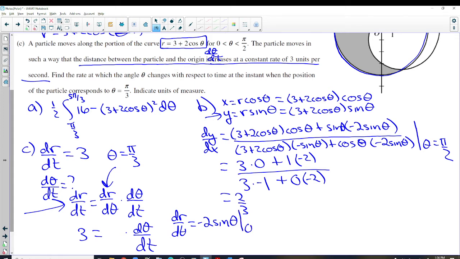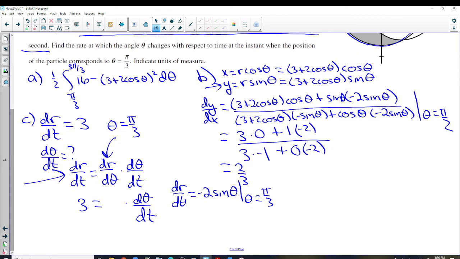Evaluated when theta is equal to pi over 3. Negative 2 square root of 3 over 2, so negative square root of 3. Negative square root of 3, there we go. So this ends up being negative square root of 3. So d theta dt is negative 3 over square root of 3. I think the rubric rationalizes it, but that wouldn't be necessary. Ooh, that's a rough one too, I'll tell you what. That'd be tough.